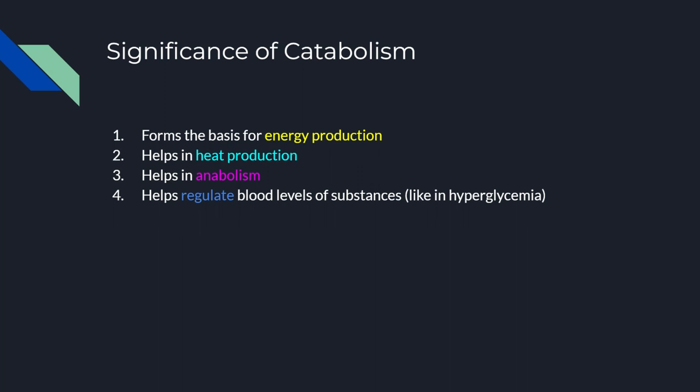It helps in anabolism, which might sound weird because anabolism involves synthesis. So, how is catabolism involved in helping in synthesis? The idea behind this comes in the next point. It helps to regulate blood levels of substances, like in hyperglycemia, for example. In the situation of hyperglycemia, there is a large concentration of glucose in the bloodstream, right?